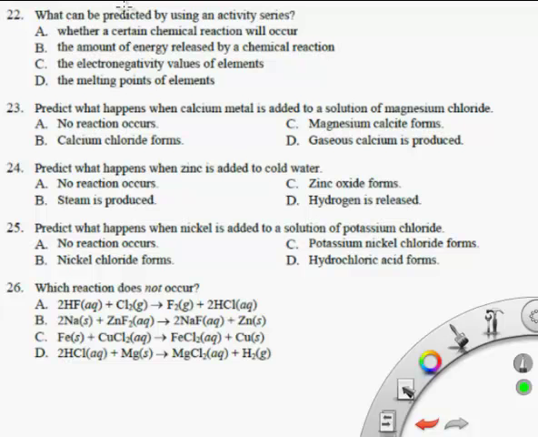Last few questions here. Number 22. What can be predicted by using an activity series? What you can predict is whether a certain chemical reaction will occur or not. It will be A.